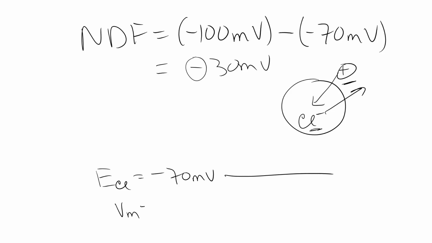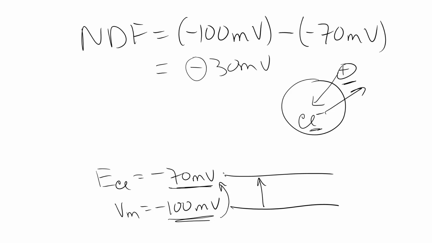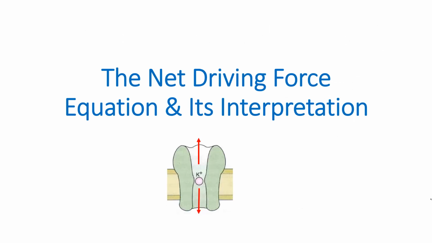So if the membrane potential is at minus 100 millivolts, chloride will actually leave the cell in order to change the membrane potential from the more negative minus 100 millivolts towards chloride's equilibrium potential of minus 70 millivolts. And thus the inside of the cell would be becoming more positive, as if positive charge were moving into the cell. That concludes the screencast on net driving force.